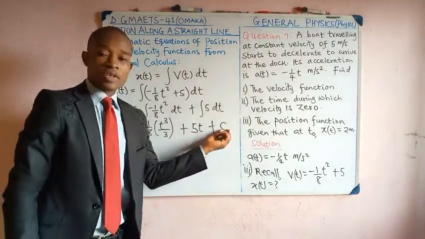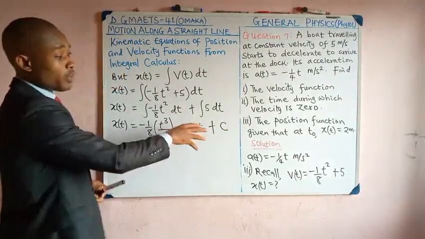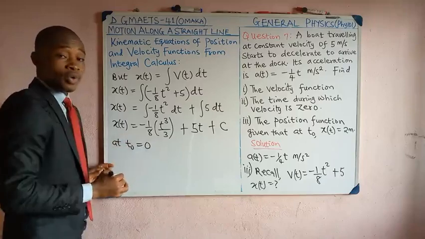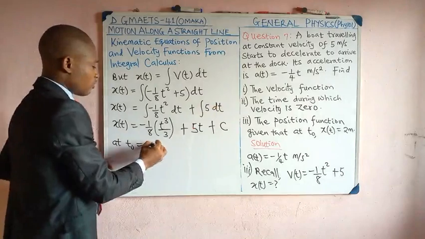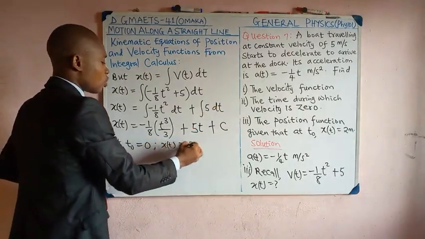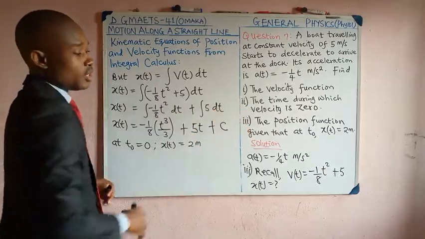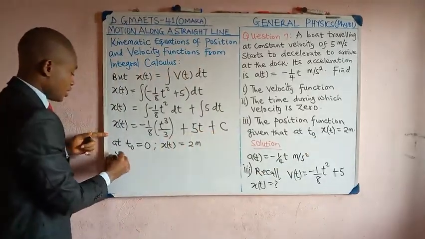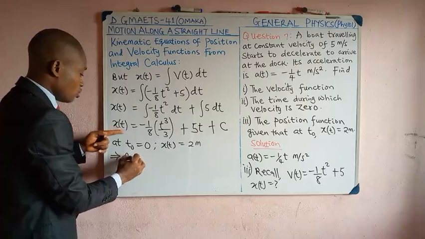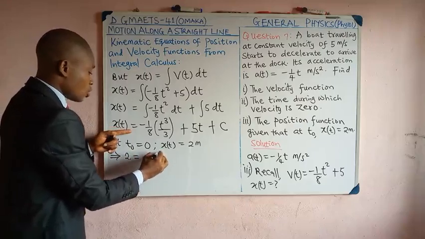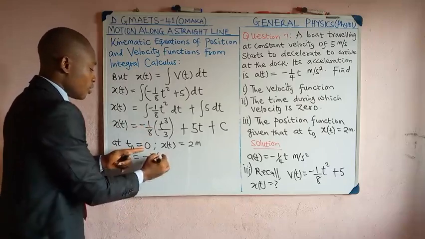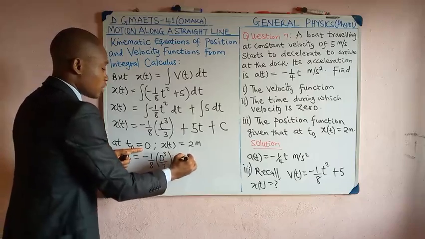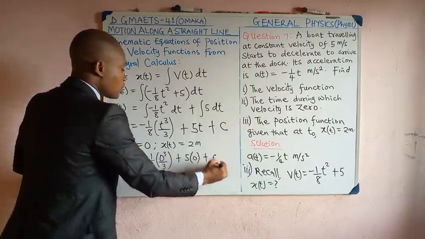Now we've got a problem here. We don't know the constant of integration c. So we're going for it now. I would write at t0, that simply means at time equal to 0. Are you following? The position function x of t was given to be equal to 2 meters. Look at it. So we're going to substitute it into this, and x of t, which is 2 meters, is equal to minus 1 over 8, open bracket, t is 0, the initial time, so it will be 0 raised to power 3 divided by 3, then plus 5 times 0, then plus c.